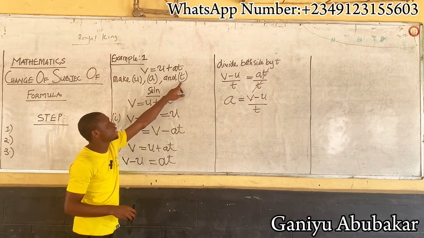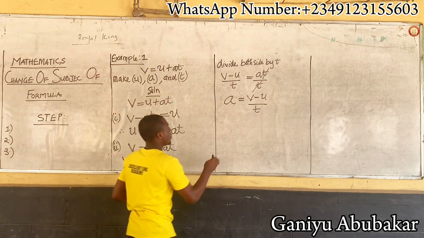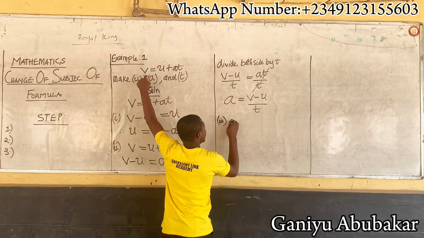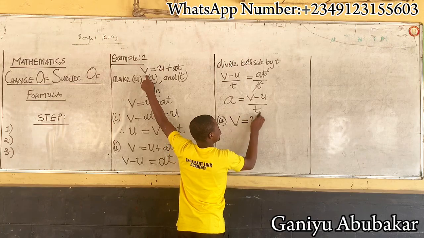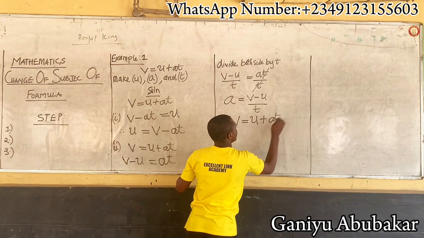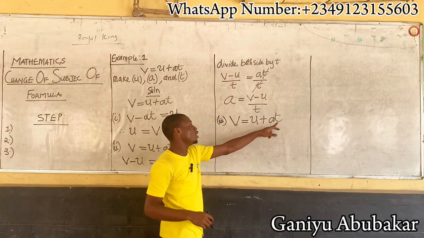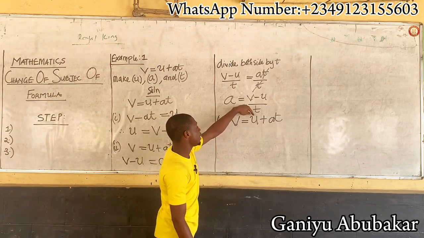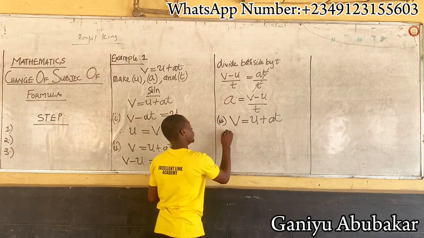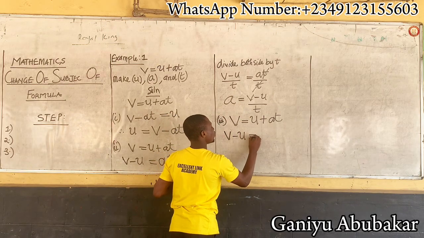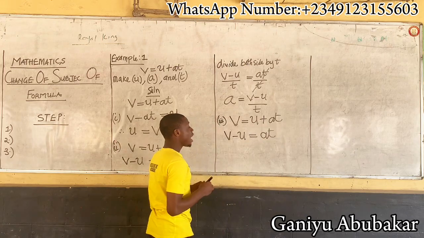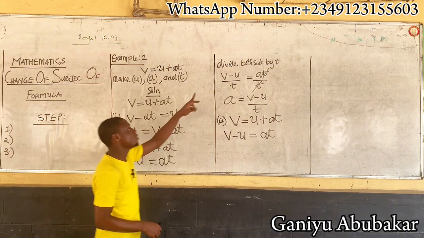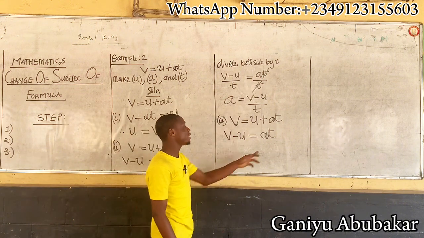Last one says let's make t the subject. The equation there is v equal to u plus at. I want to make t stand alone. It's as easy as trying to make at stand alone first. So take this u here first. So that becomes v minus u equal to what there? At. I want to make t stand alone here, so I have to divide by what? In this case, I want to make t stand alone.